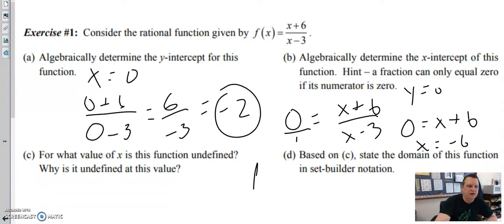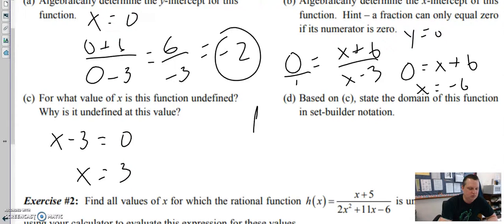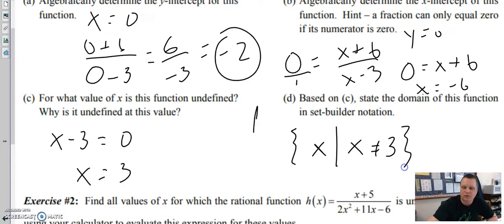For what value of x is it undefined? So when it's undefined, that means that the denominator equals 0. So the denominator is x minus 3 equals 0, x equals 3. That is where it is undefined. Then part D, based on C, state the domain of this function in set builder notation. So your set builder notation, x such that x does not equal 3, because it can equal every other value.